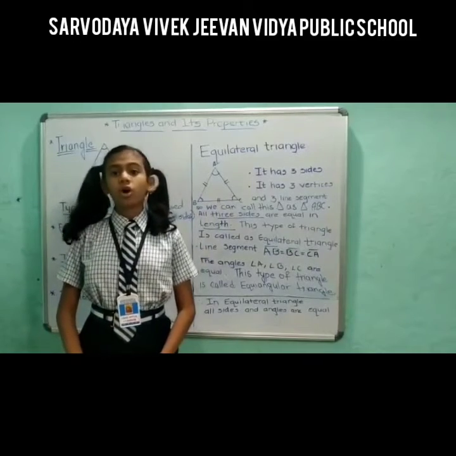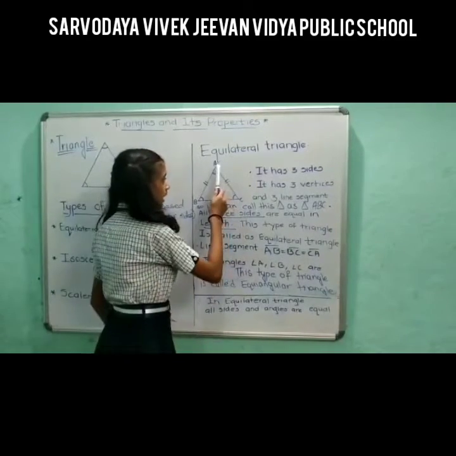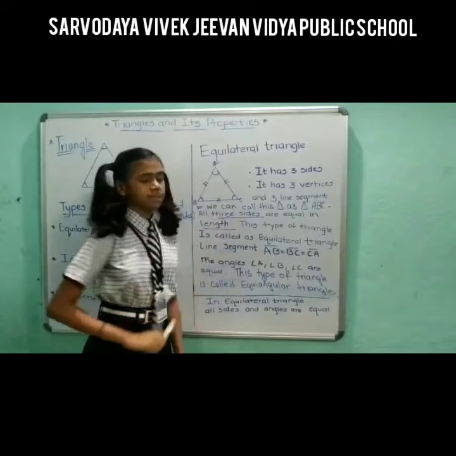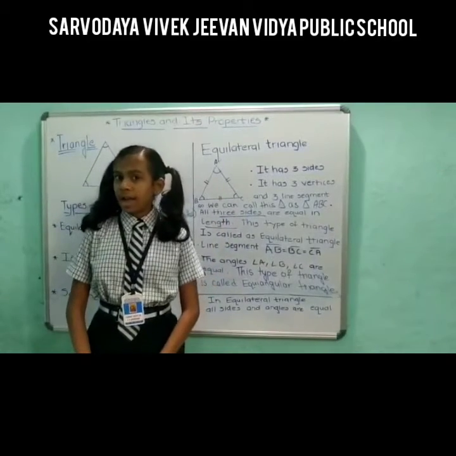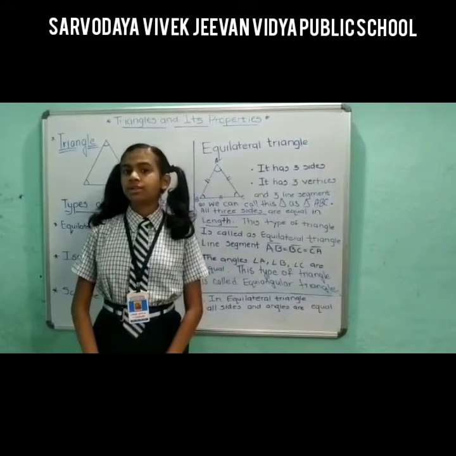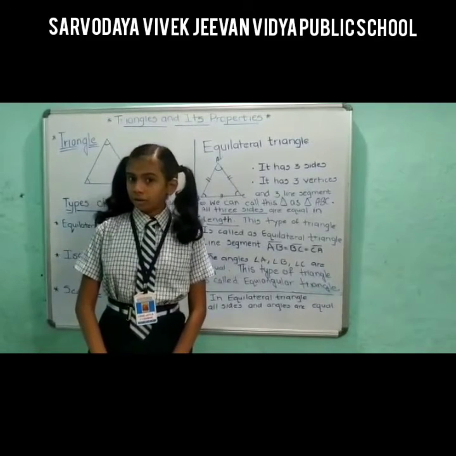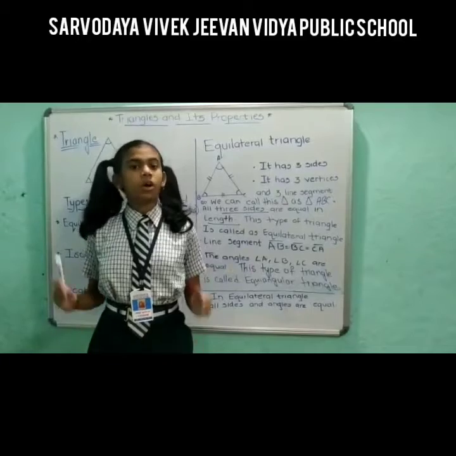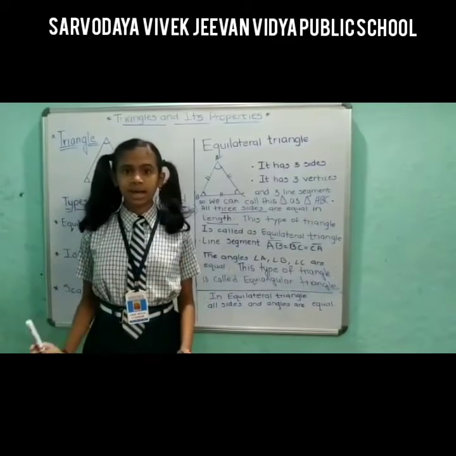If we measure all the angles, angle A, angle B and angle C, they all are equal. Hence, this type of triangle is called as a equiangular triangle. Therefore, in equilateral triangle, all sides and angles are equal.